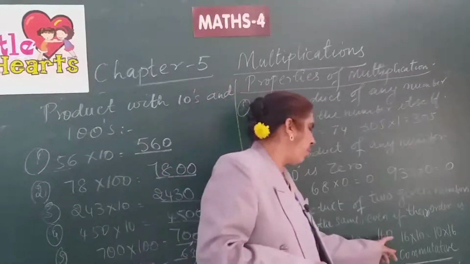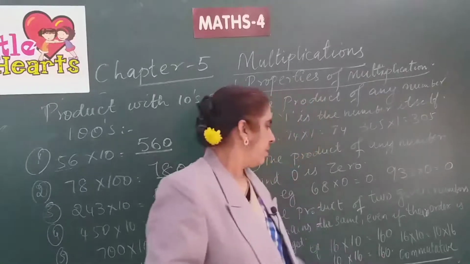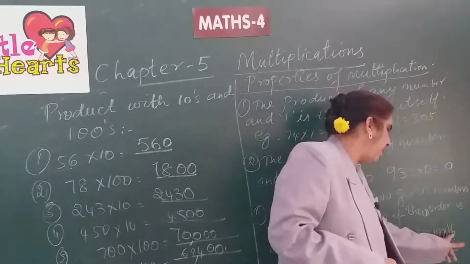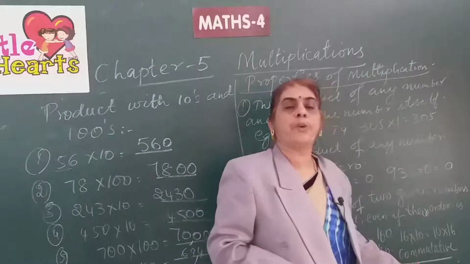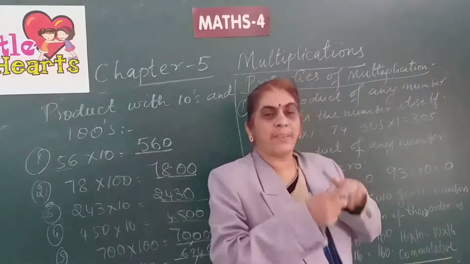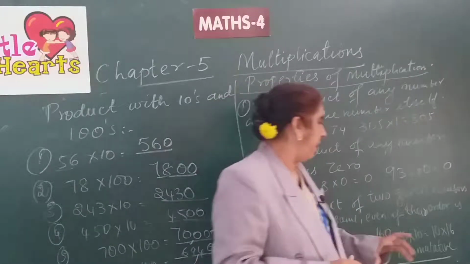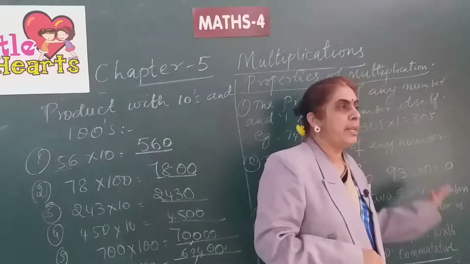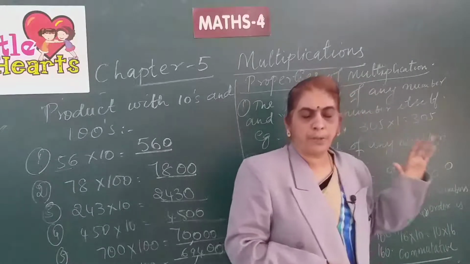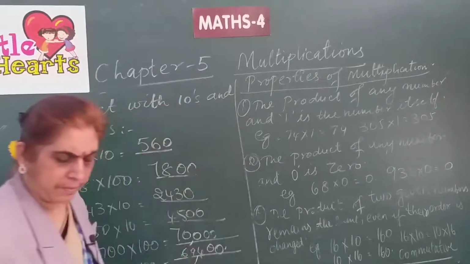16 into 10 is equal to 160. 10 into 16 is equal to 160. So 16 into 10 equals 10 into 16. This property is called commutative property. If the numbers are reversed and multiplied and the product remains the same, that is called commutative property of multiplication. Multiplication obeys commutative property. That is known as commutative property.